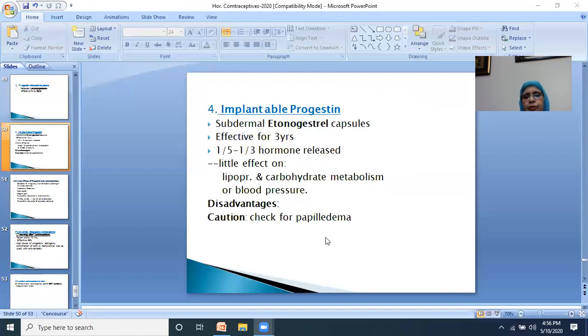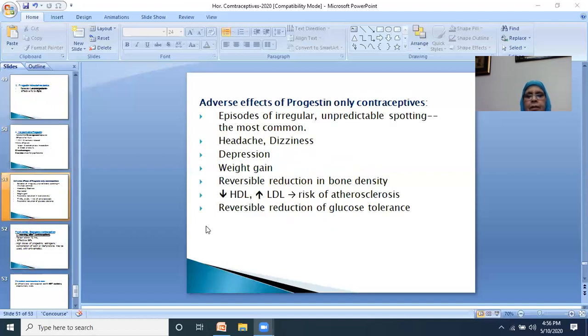The caution is to check for papilledema because previously norgestrel was being implanted and a few patients had raised intracranial pressure. That is why we must check for papilledema. Then these progestin-only contraceptives can produce episodes of irregular, unpredictable spotting, which is the most common adverse effect. They can produce headache or dizziness, depression, weight gain, reversible reduction in bone density, decreased HDL, increased LDL, which leads to risk of atherosclerosis, and reversible reduction of glucose tolerance.